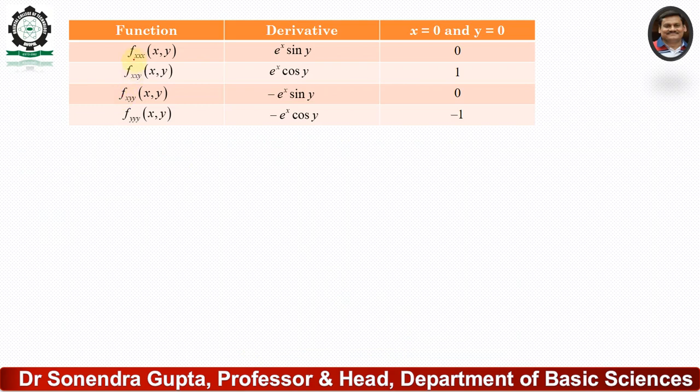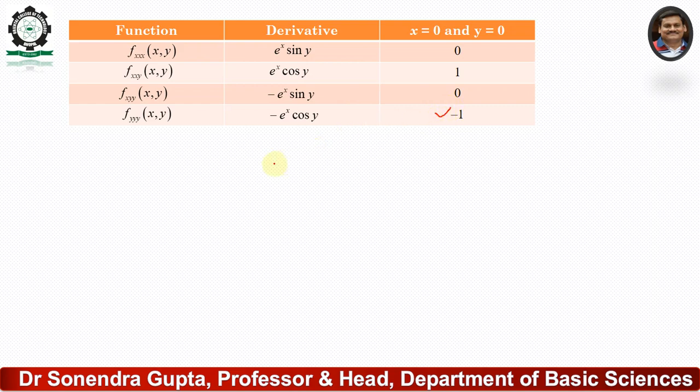Next, f_xxx gives e^x sin y, which equals 0. Then f_xxy, differentiating two times with respect to x and once with respect to y, gives e^x cos y, which is 1. Then f_xyy gives -e^x sin y, which equals 0, and the last term f_yyy, the partial derivative up to three times with respect to y, gives -e^x cos y, which is the value -1.